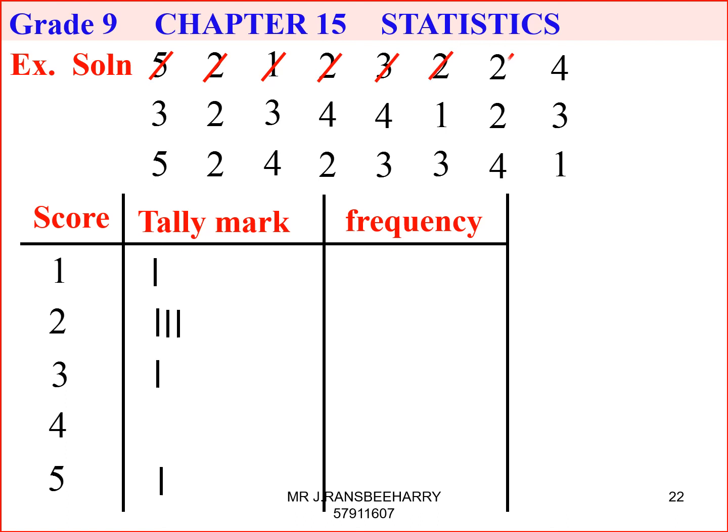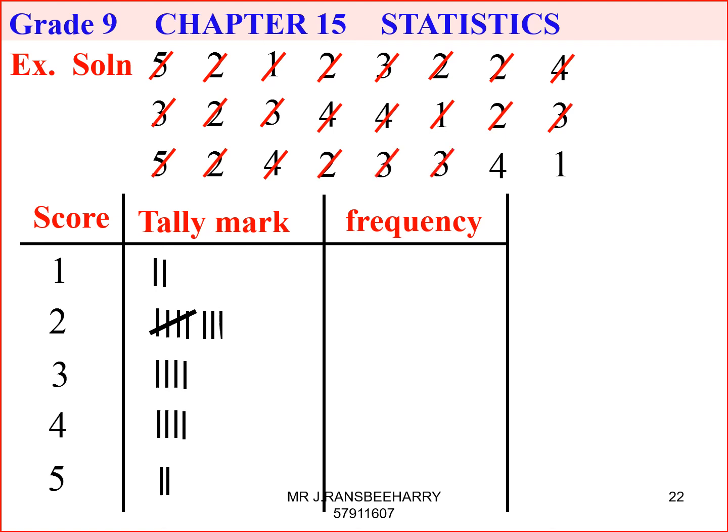2, 3, 2. 2, 4. 3, 2, 3. So at 2, we had already 4 plus 1, 5. So 4, 4, 1. 2, 3. 5, 2, 4. 2, 3, 3. 4, 1. So we have obtained tally marks for each score.